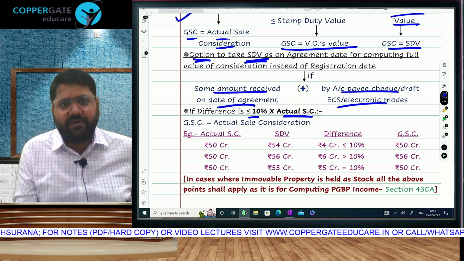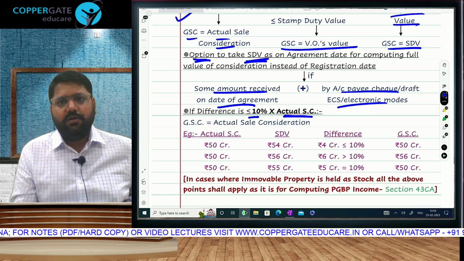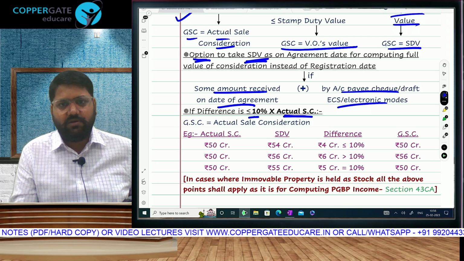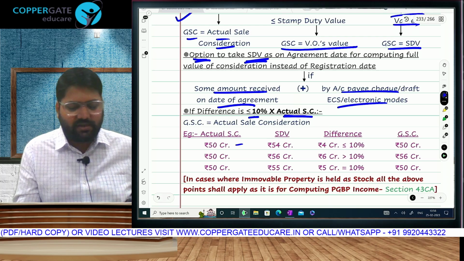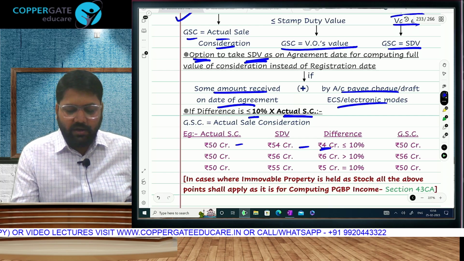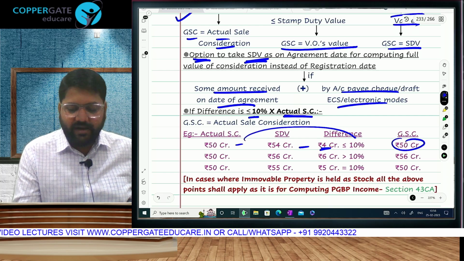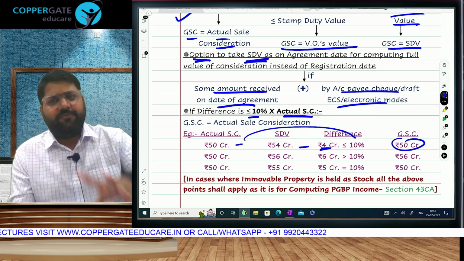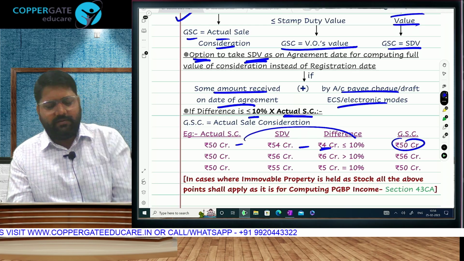We are giving you this privilege. Up to 10% of actual, if the difference is up to 10% of actual, then no problem. For example, if the actual sale consideration is 50 crore, stamp duty value is 54, difference is 4, it is within 10% of actual, then take 50 crore as GSC. No need for VO or agreement date or anything.